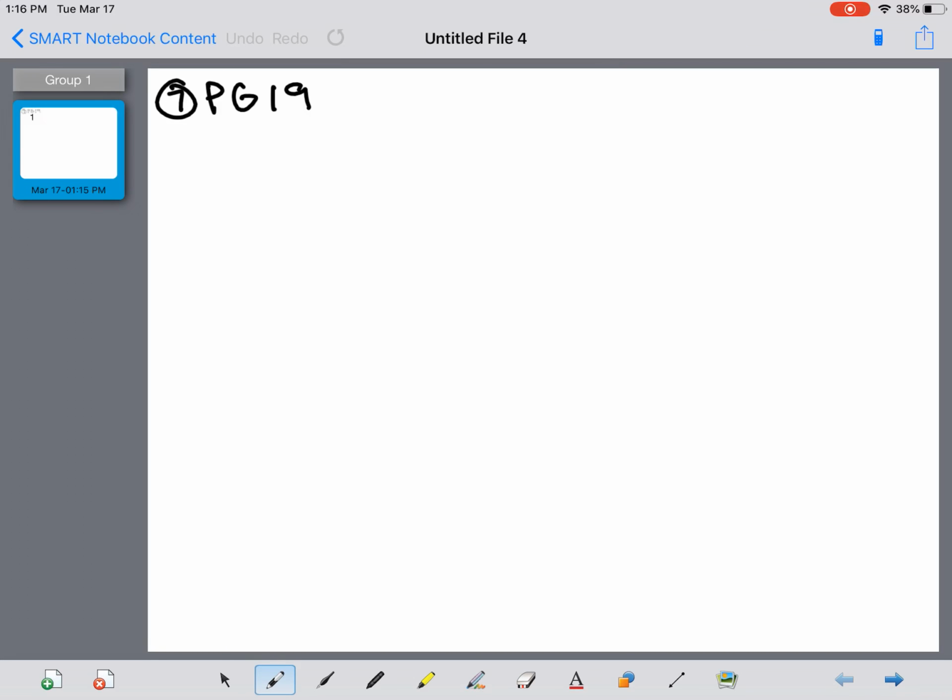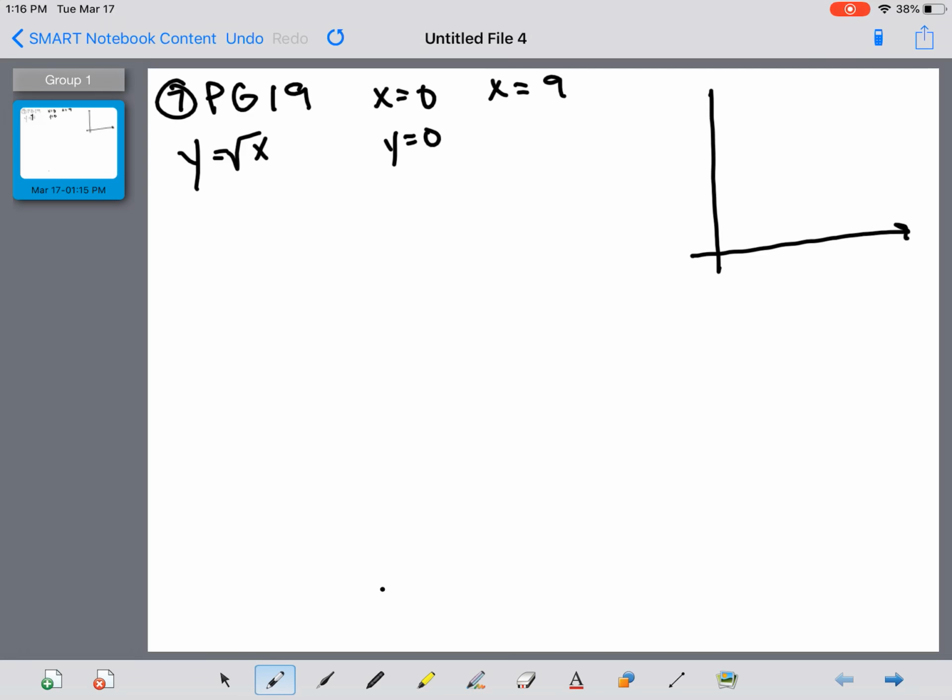Okay, it says that region R is bound by the graphs of y equals the square root of x, x equals 0, y equals 0, and x equals 9. So if we're drawing this real quick, we know that we are bound by, let's see, 1, 2, 3, 4, 5, 6, 7, 8, 9. This is going to be 9. So we're going, and then 1, 2, 3, 4. 2, 4, 6, 8, 9.